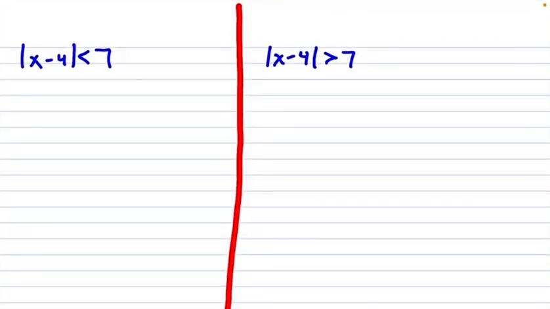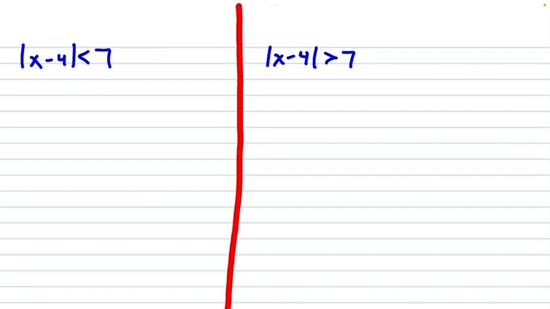Okay, here we want to look at absolute value inequalities. All right, we've already looked at absolute value equations, but now we want to look at absolute value inequalities. So the first one we're going to look at on the left says the absolute value of x minus 4 is less than 7.